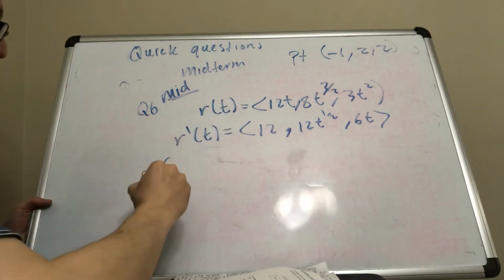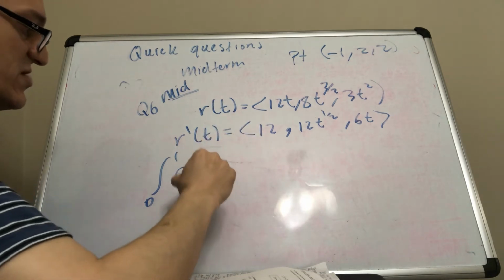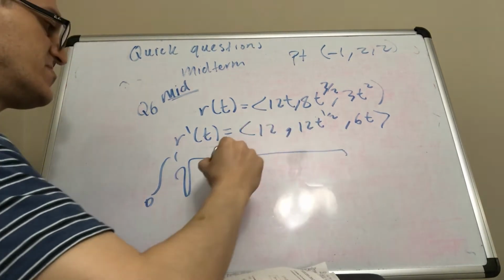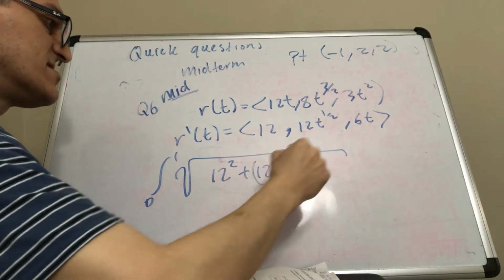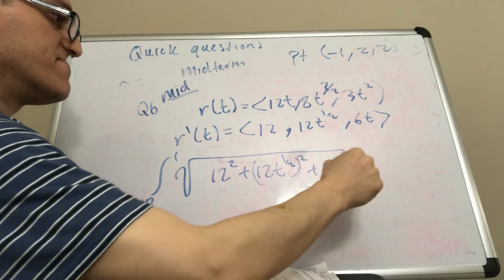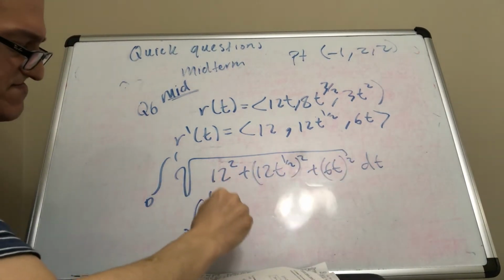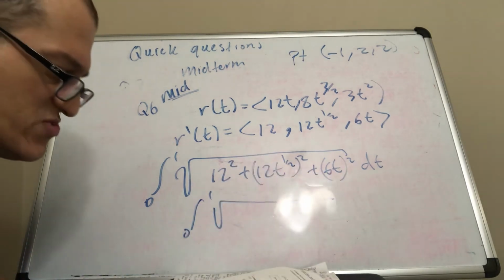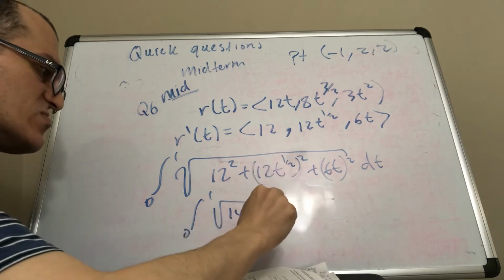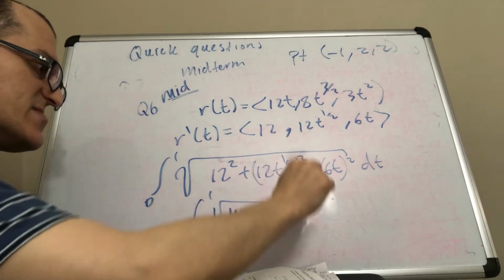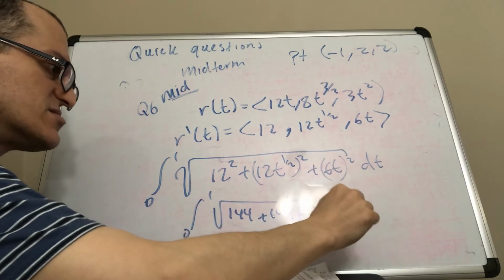What you need to do is integrate over the given interval the square root of the first one squared, the second one squared, and the last one squared. So from 0 to 1, if you square the first one, you get 144. You square the second one, it becomes t, since t to the half squared is t. You square this one, it will be 36t squared.